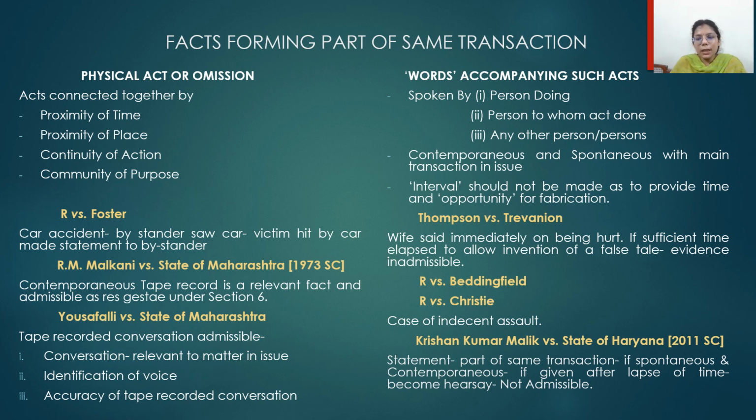So after discussing the efficient test which has been given by Stephen regarding whether a fact can form part of the same transaction or not, we'll move on to the elaboration of which kind of facts can form part of the same transaction. So there are two facts. One is the physical act, other is the words which are accompanying such acts. We'll move one by one. First we'll discuss the physical act or omission, then we'll move on to the words accompanying such acts.